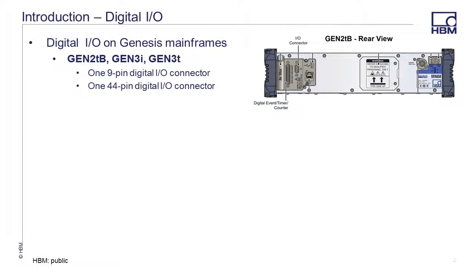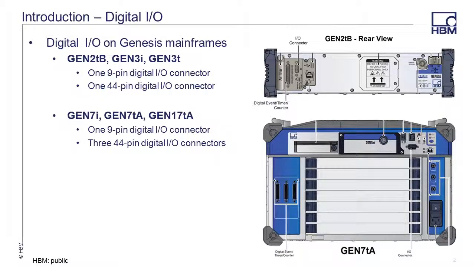The digital I/O on Genesis mainframes includes one 9-pin I/O connector and one 44-pin I/O connector on the Gen 2TB, Gen 3i, and Gen 3T mainframes. On the Gen 7i, 7TA, and 17TA mainframes, there are three 44-pin I/O connectors in addition to the one 9-pin I/O connector. Now this particular video is going to focus on the 9-pin connector. There's another video that focuses on the digital I/O 44-pin connector.